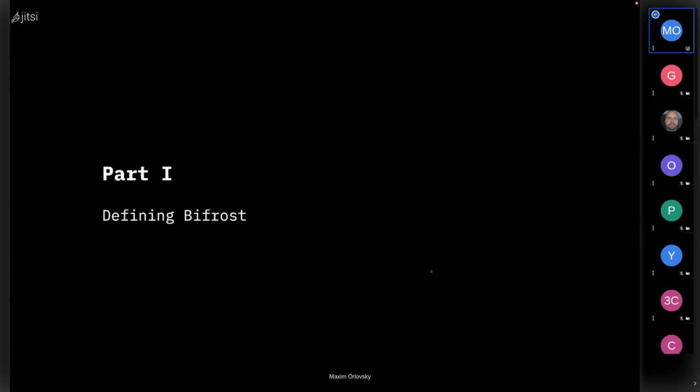I will start with the idea of how we will put Bifrost into the context of the existing Lightning Network, and more formal definitions of what Bifrost is.